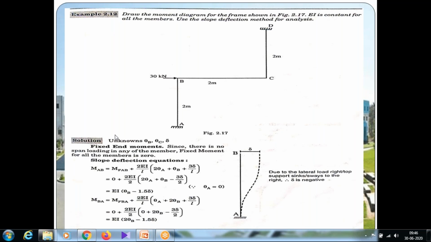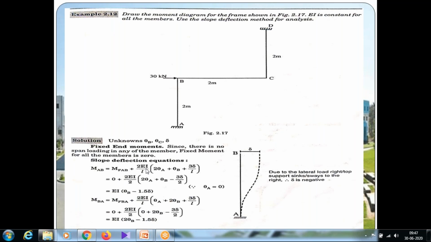For span AB, MAB equals MFAB plus 2EI by L into (2 theta A plus theta B plus 3 delta by L). This is the formula. Here the delta denotes the sway, the lateral movement of the frame. MFAB value is 0; the fixed end moments for all the spans are 0.